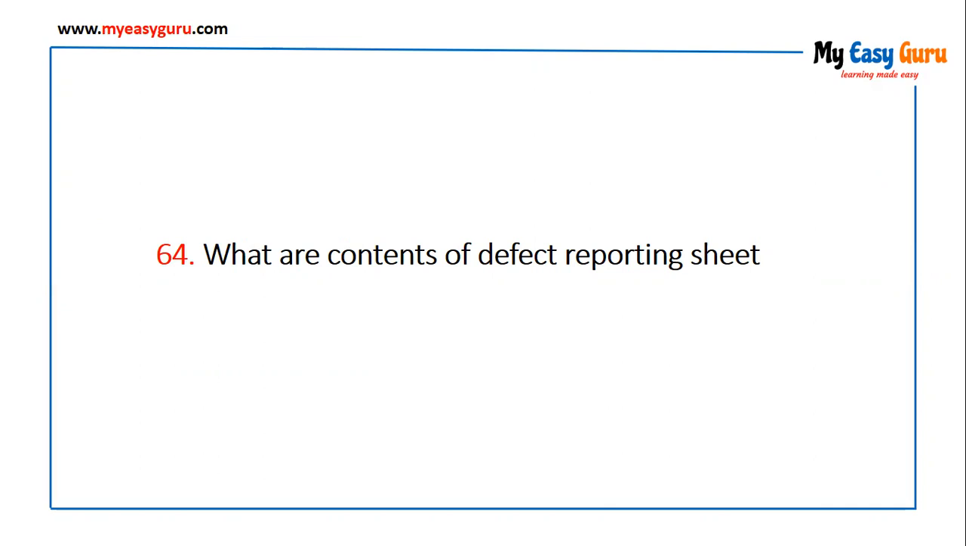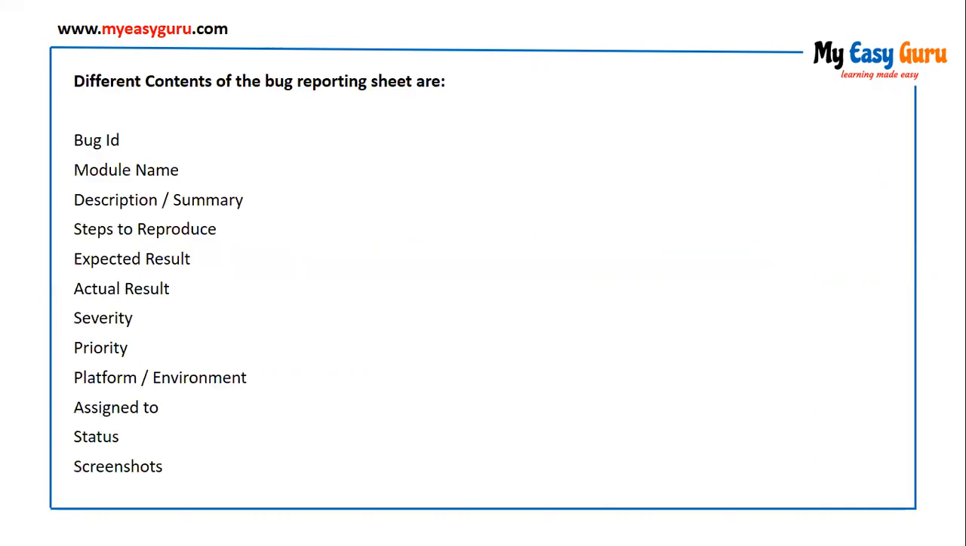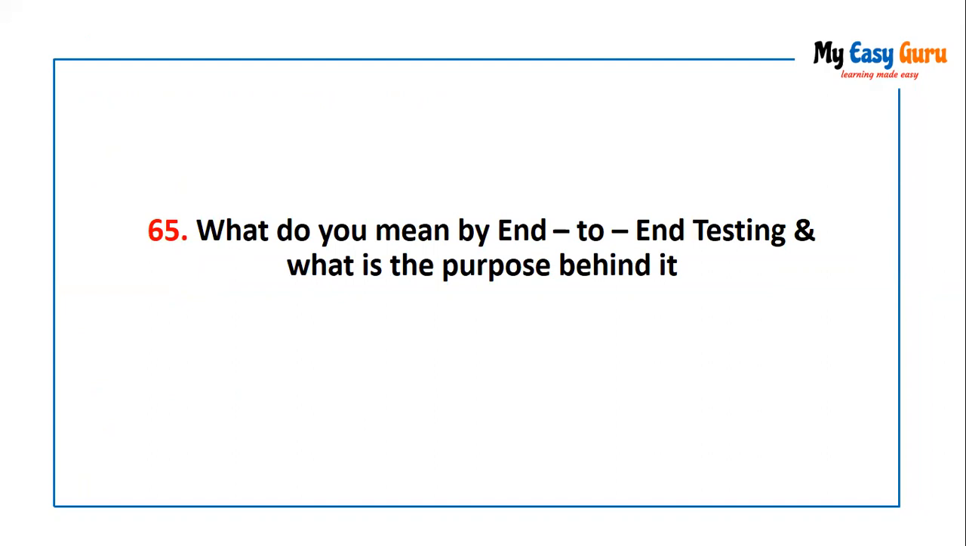What are the contents of a defect reporting sheet? The different contents of the bug reporting sheet, which is also called the defect reporting sheet, are bug ID, module ID, description or summary, steps to reproduce, expected results, actual result, severity, priority, platform or environment, assigned to, status, and screenshot. So these are the contents of a bug reporting or defect reporting sheet. Let's go ahead to the next question.